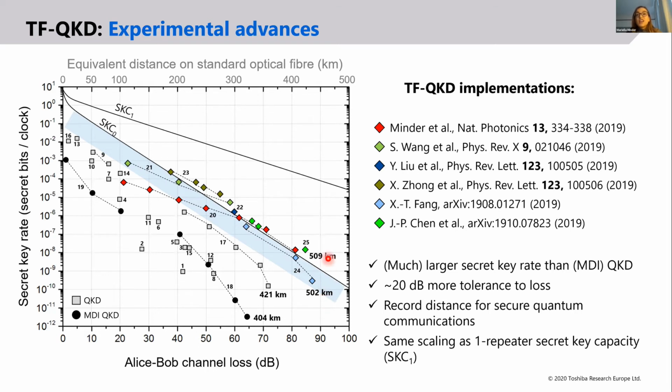Definitely 20 dB more tolerant to loss. Distances such as 509 kilometers have been reached in fiber, which are the record distances for quantum communications at the moment. And also we see the same scaling as a single repeater secret key capacity bound, so we can overcome the repeaterless bound, which is really nice.